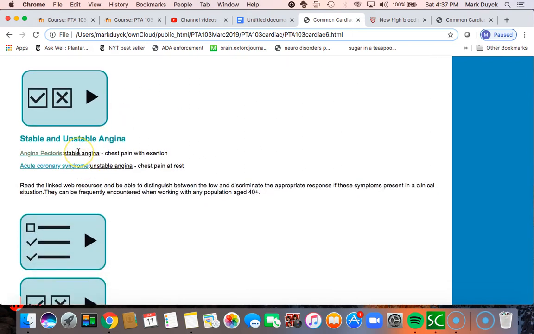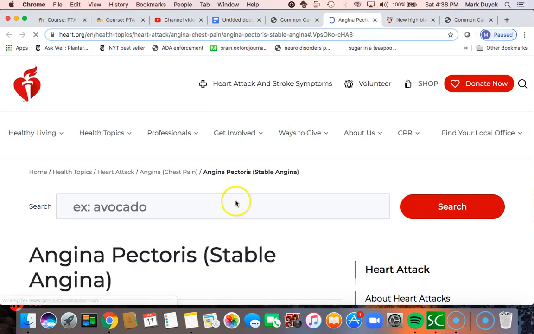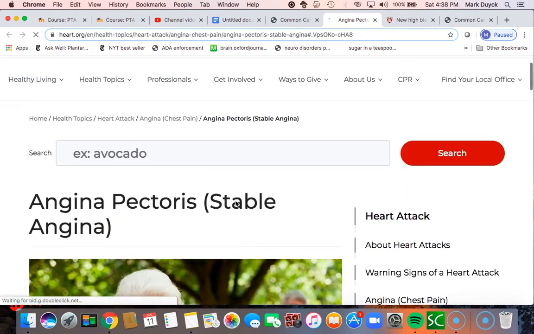Then knowing the difference between stable angina, which isn't normal. When I say stable, or the stable is defined, it doesn't mean it's normal, but that activity causes chest pain, versus an unstable angina where a person has chest pain at rest. And we have these nice little links that will help further explore some of these terms to make them more real for you.